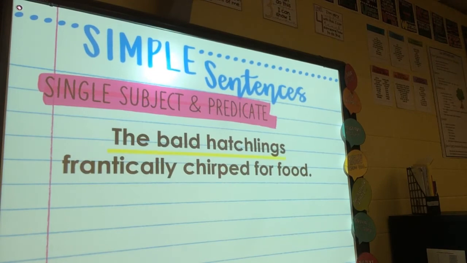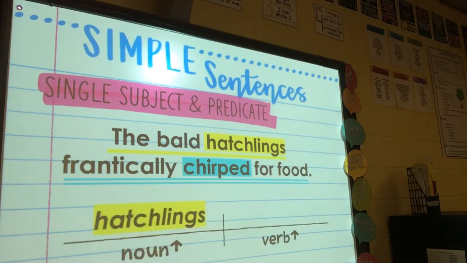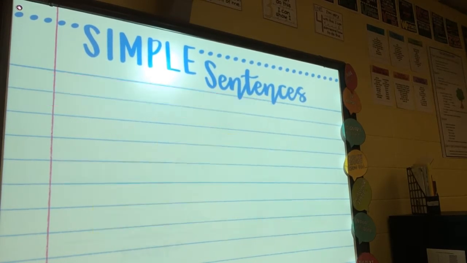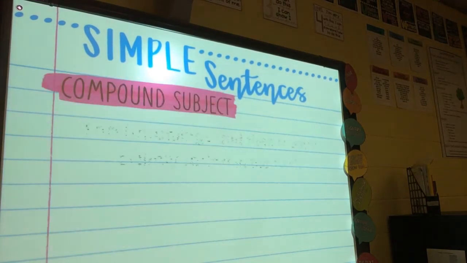Look again at some singles. Sometimes sentences have one subject. Sometimes they have more than one. So here's an example of a single subject and single predicate. Hatchlings chirped. Come sit right here if you can't see from the recorder. Hatchlings chirped. Look at some examples of compound subjects.